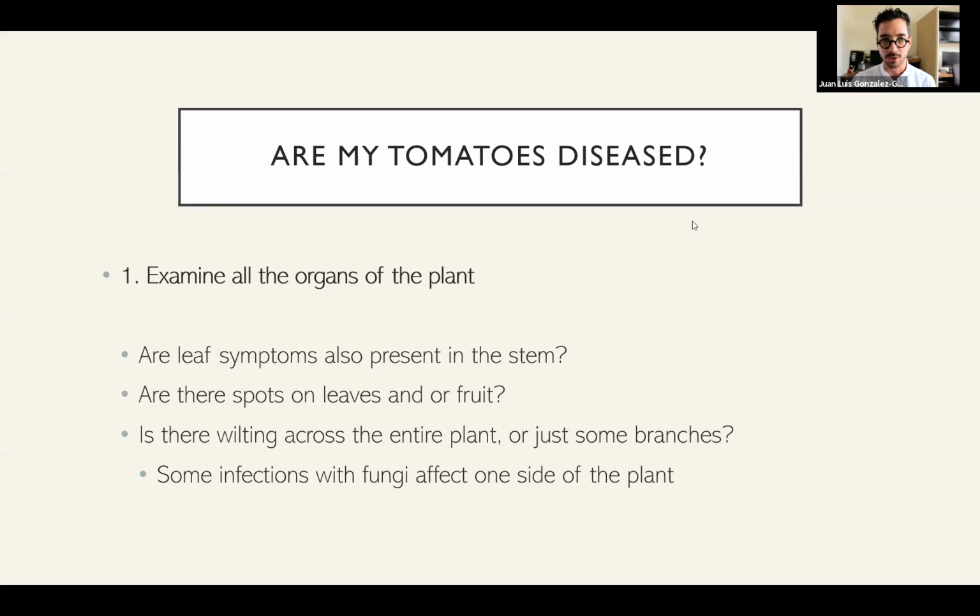So for instance, first, you should examine all the organs of the plant and ask some very basic questions. For instance, are leaf symptoms also present in the stem? Are spots that you can see on leaves also present on fruit or flowers? Can you observe any wilting across the entire plant? Or is it just that some branches or some leaves of your tomatoes are showing this symptom? This is also particularly important because some infections with fungi affect only one side of the plant.